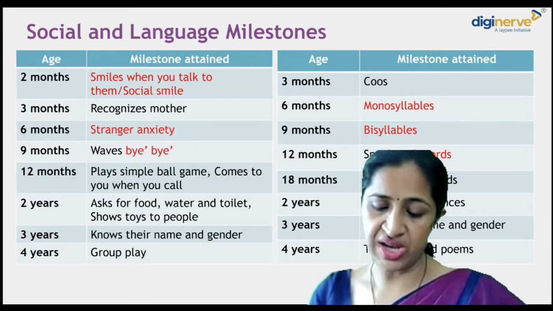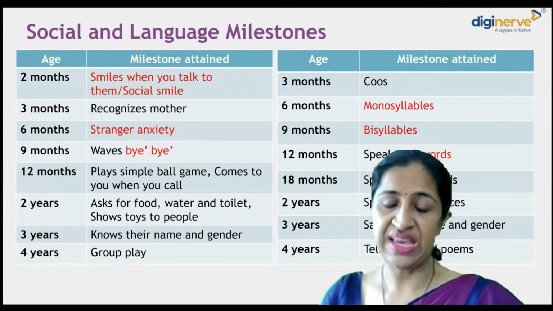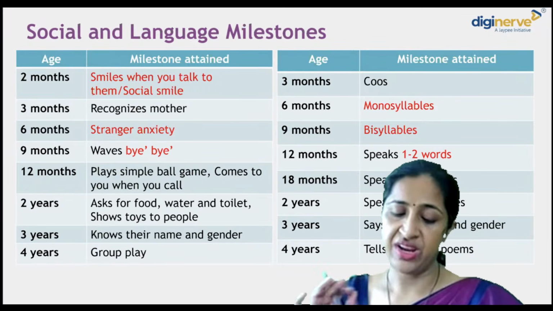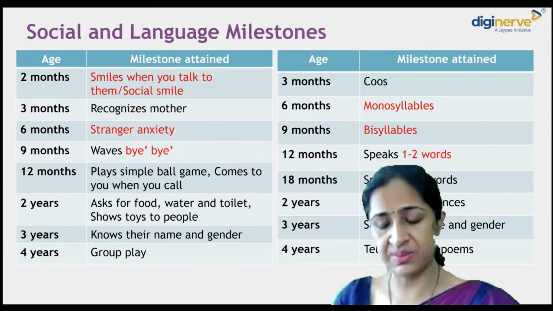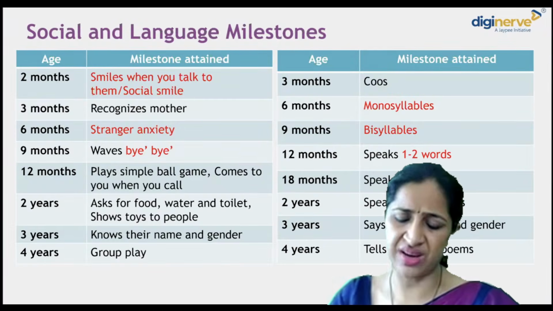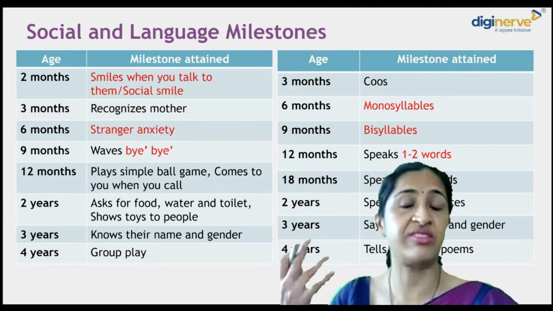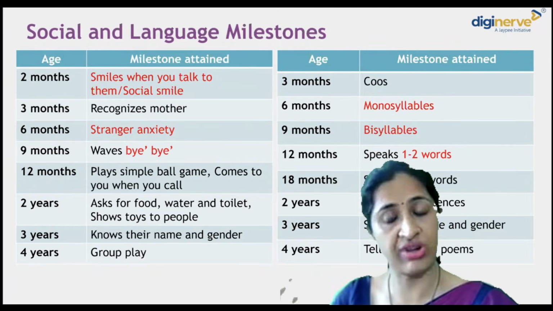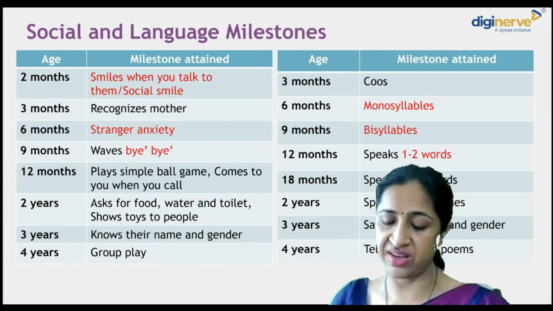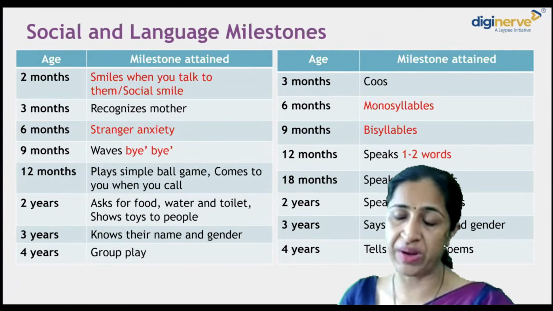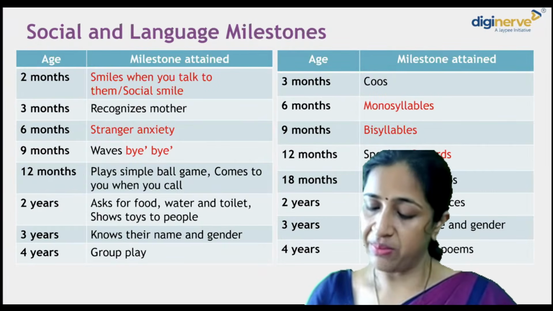Okay. Social language milestones. 2 months, smiles at a human face. 3 months, recognizes mother. 6 months, stranger anxiety. 9 months, bye-bye. 12 months, simple ball game. 2 years, copies household chores, asks for food, able to be trained dry by day, able to be trained dry by night, shows toys to people. By 3 years, they know their name and gender. By 4 years, group play. By 2 years, it is called plays alone.